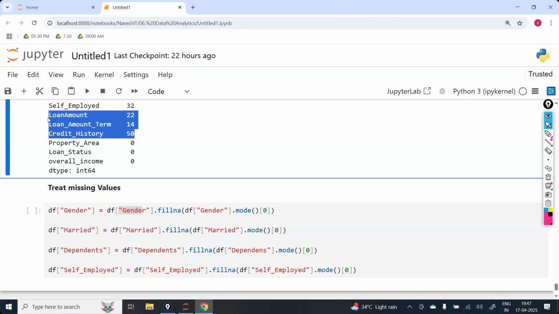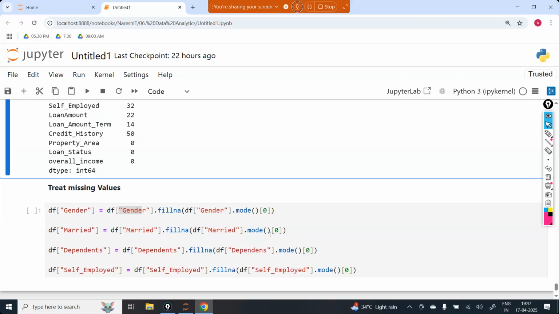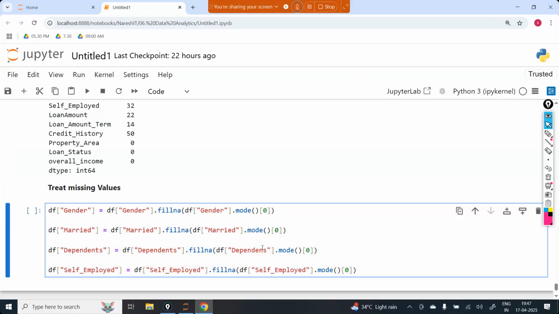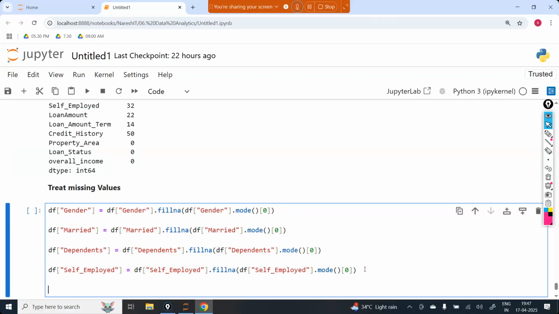That is with respect to loan amount, loan amount term and credit history, in these three different cases I can't take the risk. So for these three, I'm going to apply dropna. For the remaining ones, where it is possible, I'm applying the fill treatment, and for the remaining all of them, I'm going to apply dropna. I don't want to consider the missing values.